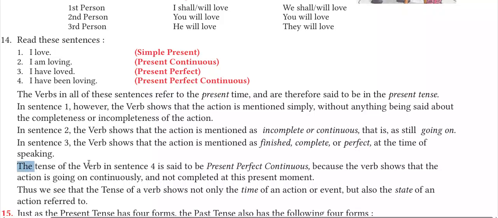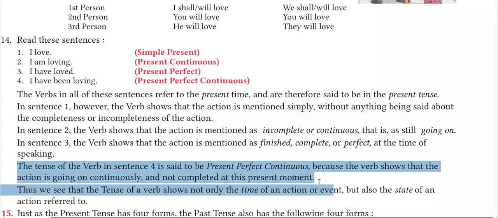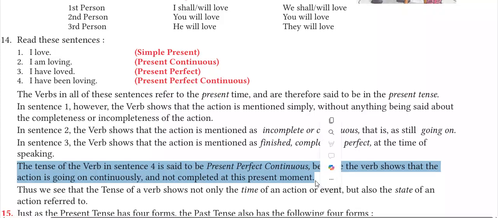So the tense of the verb in sentence 4 is said to be present perfect continuous, because the verb shows that the action is going on continuously and is not completed at the present moment. Now see, present perfect tense is used whenever an action happened in the past and continues till the present time and it goes on. So there is no condition for completeness, but it is in progress. That kind of sentence will be discussed in present perfect tense, right?